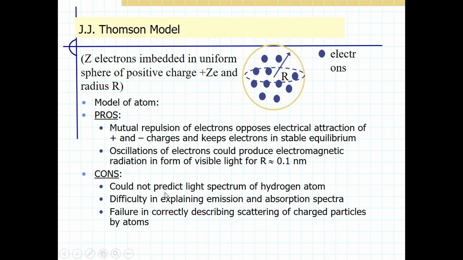So the drawback was that the spectrum of the hydrogen atom in particular cannot be predicted. The difficulty of emission and absorption of light is there. The failure is in how to describe the scattered charged particles of the atom, how to know where the electron is residing, which electron is residing where. These were basic drawbacks, but J.J. Thomson's initial model was a good hit.